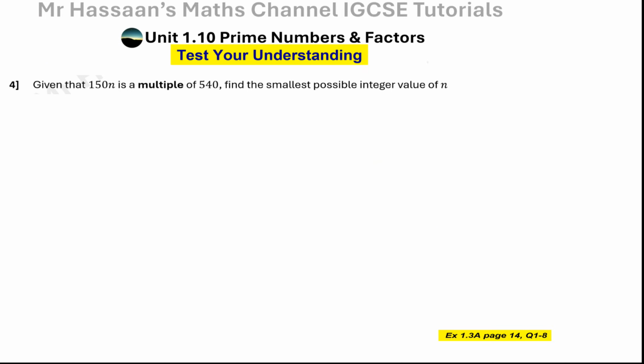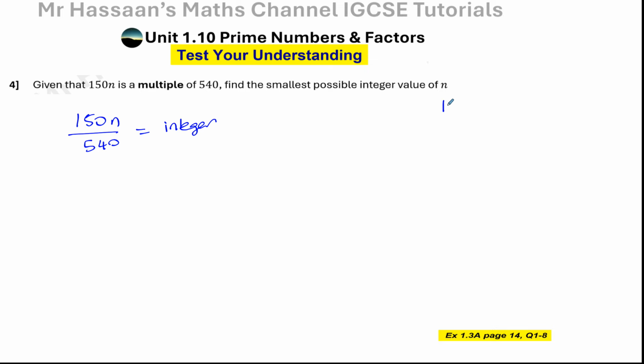Now for number 4, it says, given that 150 times n is a multiple of 540, find the smallest possible integer value of n. Now, if something is a multiple of another number, then when you divide them, there's no remainder. So if you do 150 times n divided by 540, that should give you an integer. There should be no number left in the denominator, just 1. So that's how we're going to deal with this.